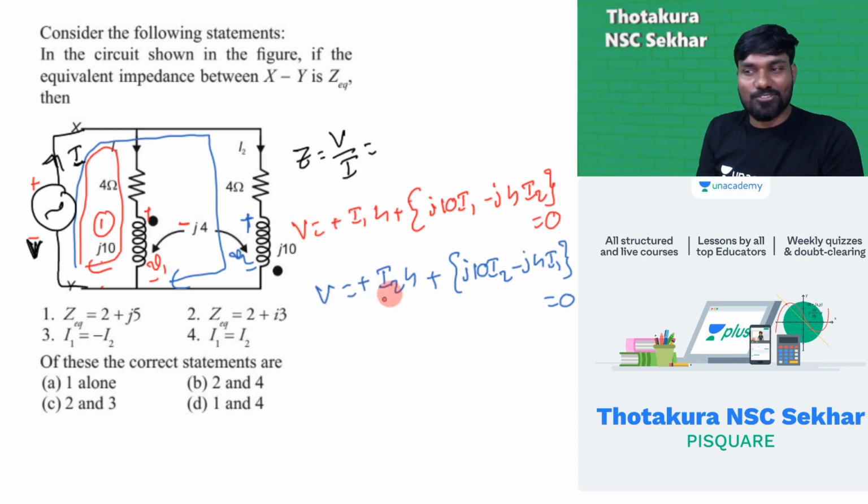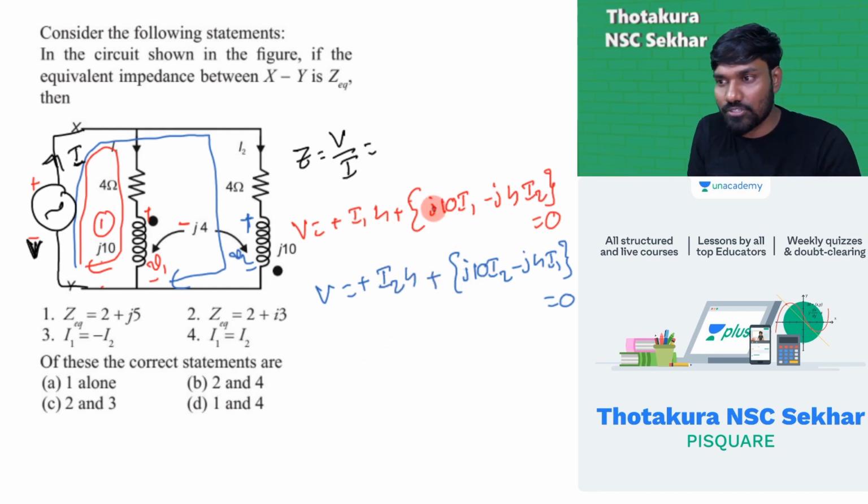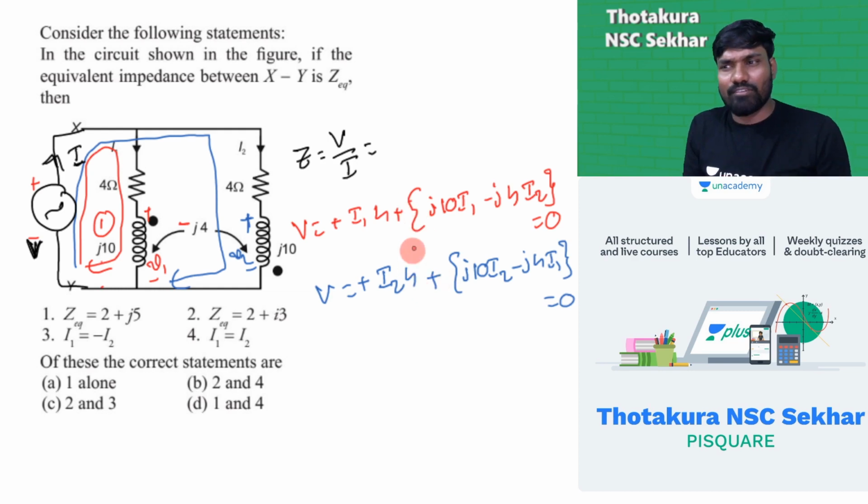This is also V equal to this. I can equate these two. When I equate these two, I'll get an interesting relation. You just equate it and solve it. You will get these two cancelled. When these two are equal, this is I1, this is I2.